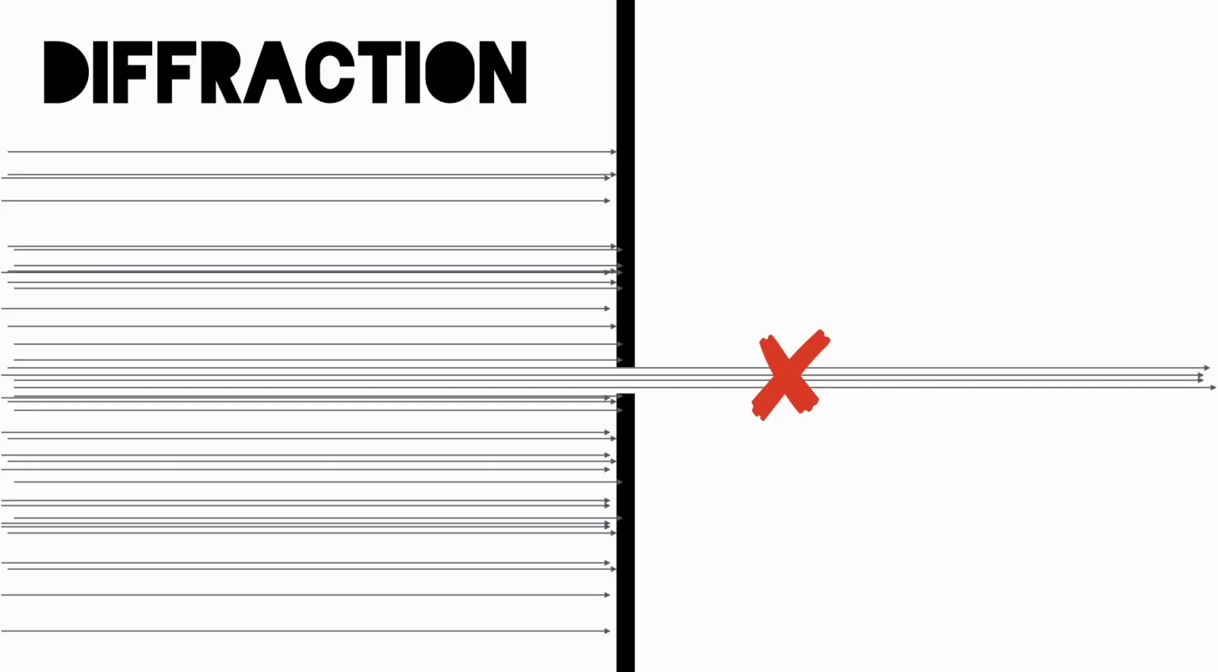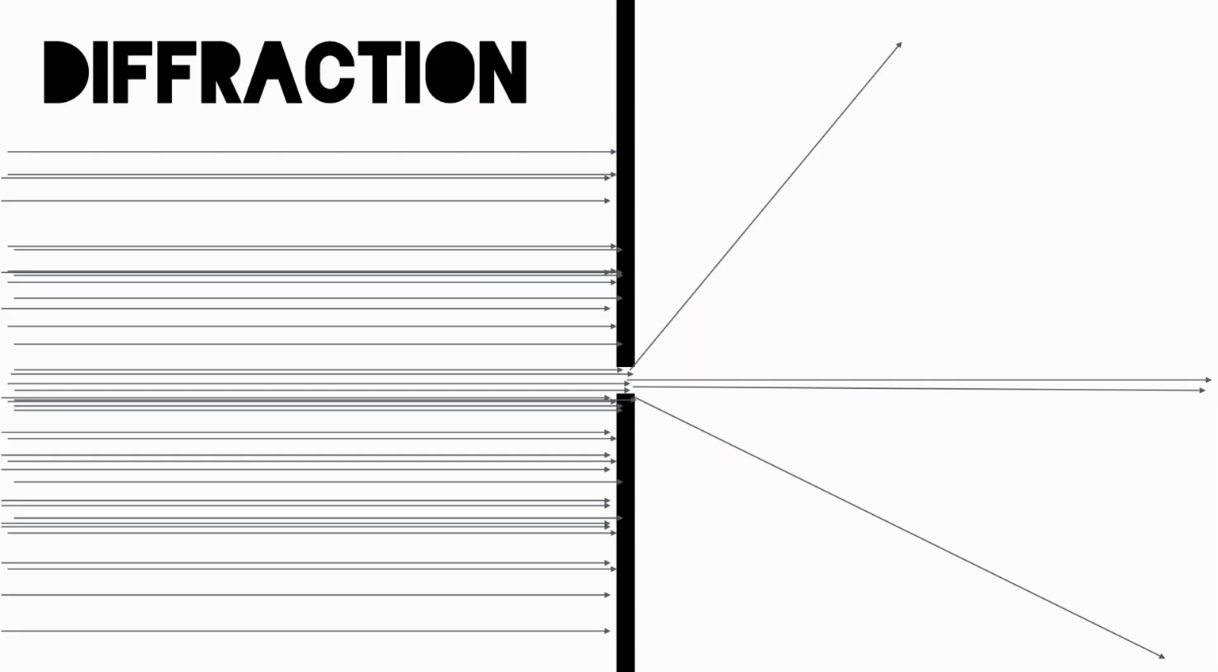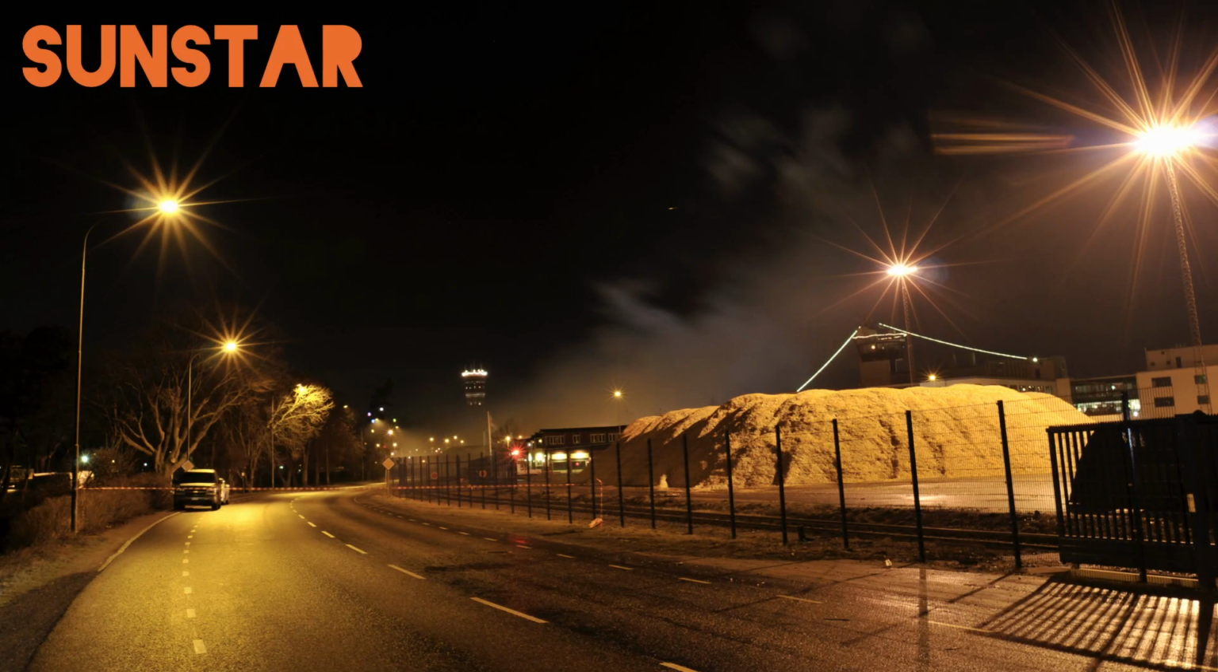Then we have diffraction, and that's not exactly an error in the lens. It's quantum mechanics. It's how photons behave when they go through a small opening. They don't go straight, they spread out in many different directions. So if you stop down your lens too much, diffraction begins to affect your picture. And one thing you can see with diffraction are sunstars. That could be a good thing in some pictures and a bad thing in other pictures.